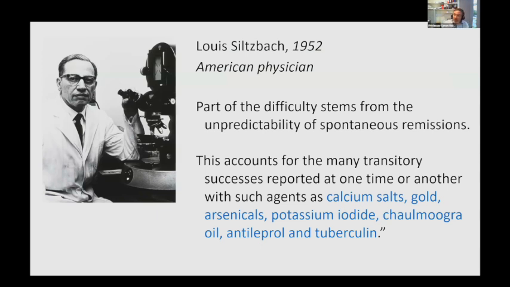This accounts for the many transitory successes reported at one time or another with such agents, treatments as calcium, gold, arsenic, potassium iodide, chaulmoogra oil, antileprol, and tuberculin. So these were a whole range of treatments that were proposed for sarcoidosis at the time, because if patients were given them, they would get better. But many people will get better by themselves.